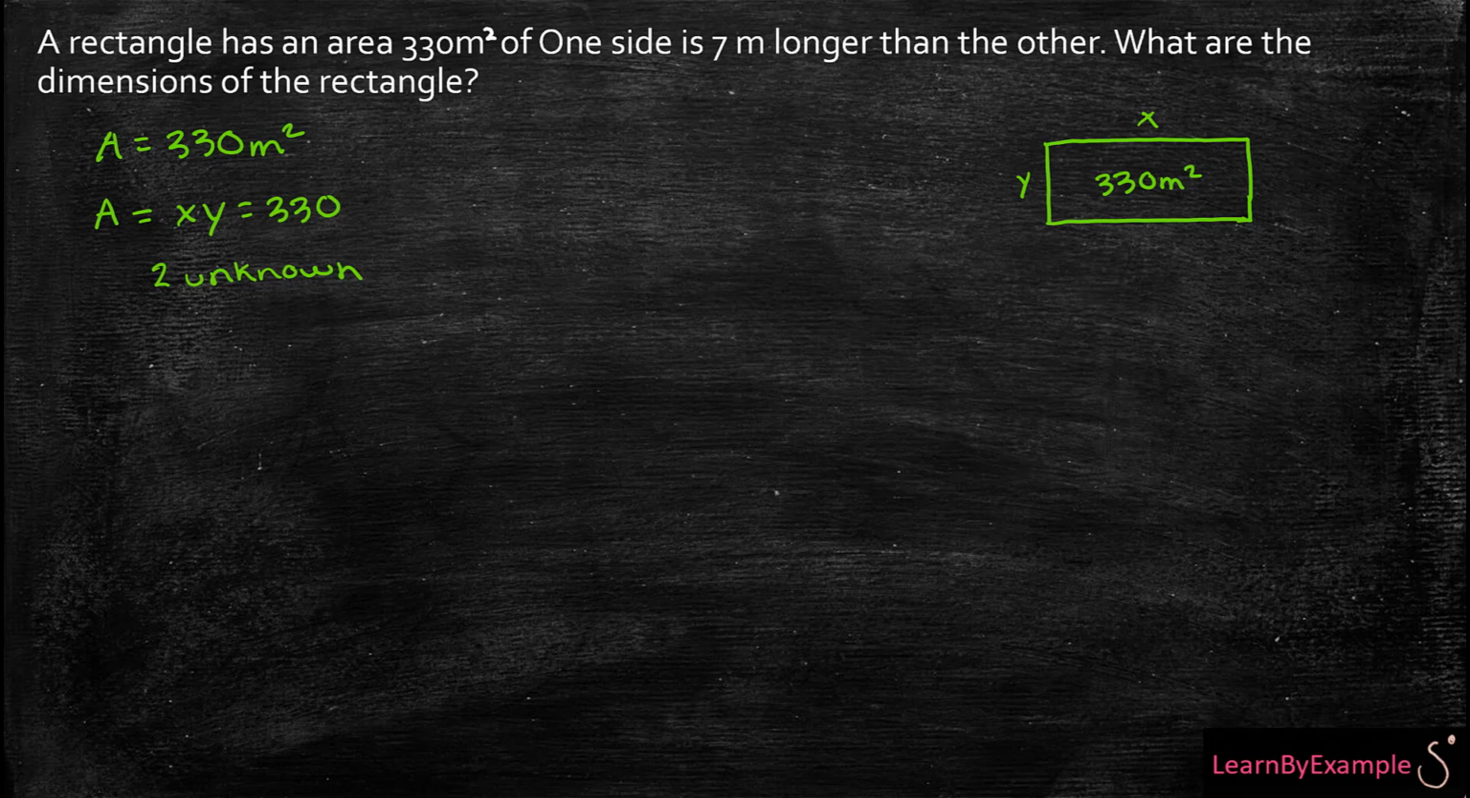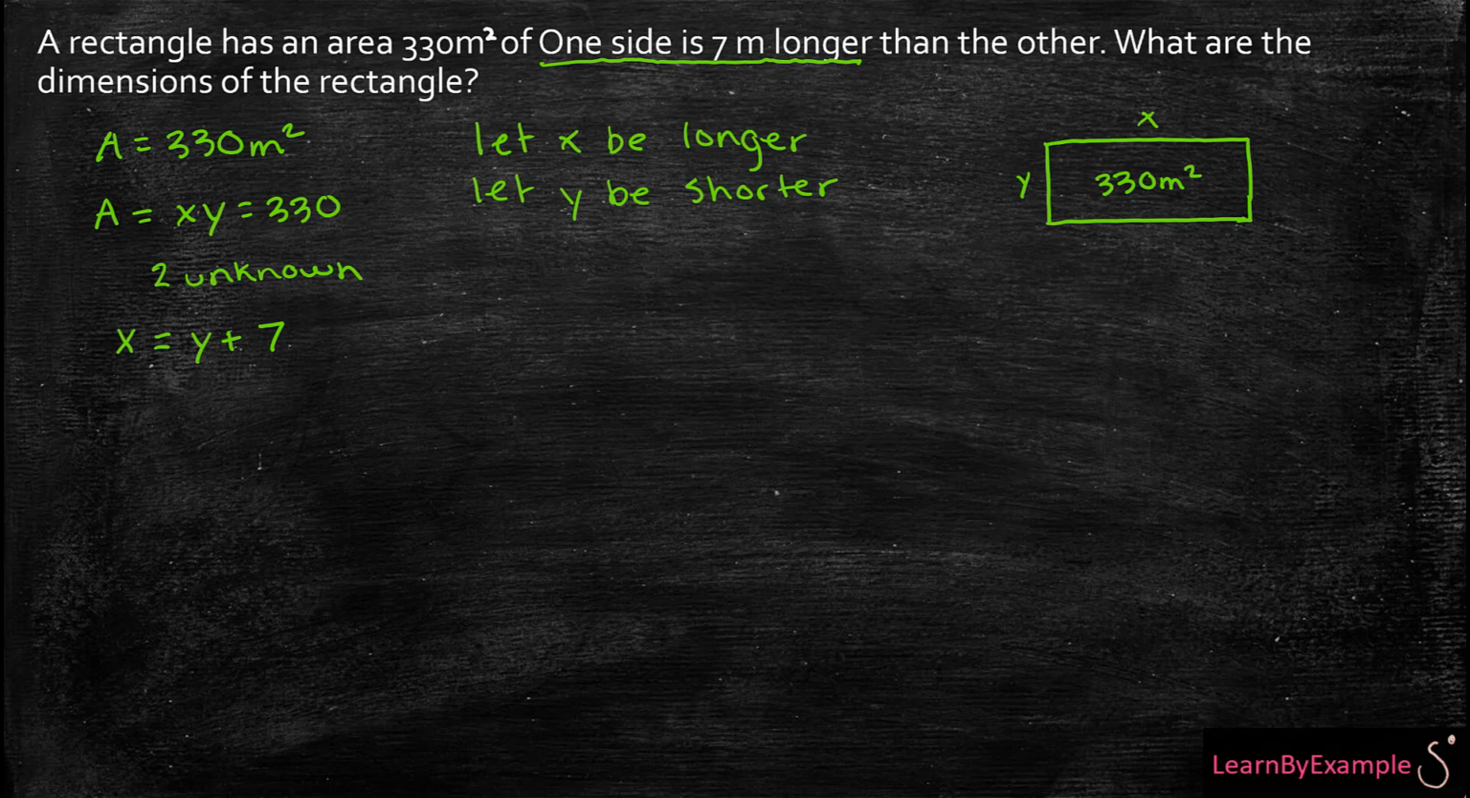Here it tells us that one side is 7 meters longer than the other. So if we let x be our longer side and let y be shorter, we can write out an equation. You always want to write it in terms of the other, so we can sub it in. So x is equal to y plus 7, because it's 7 meters longer.